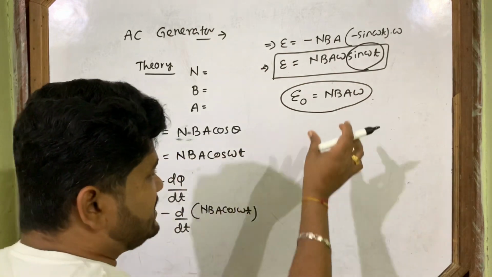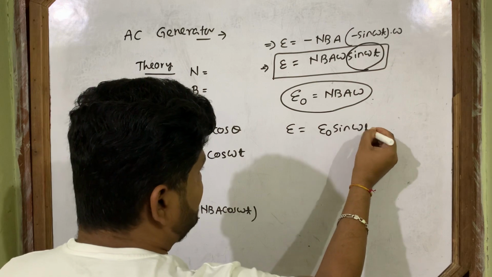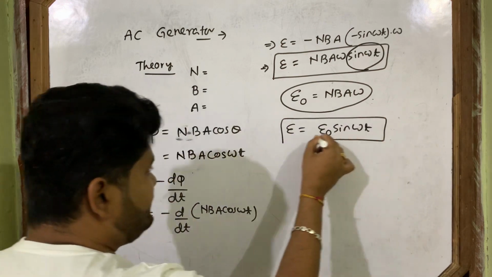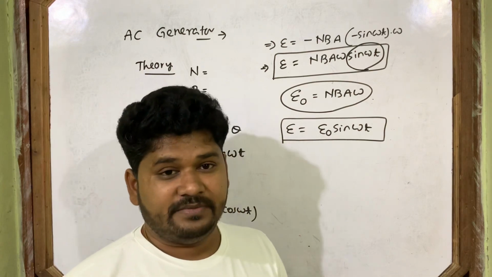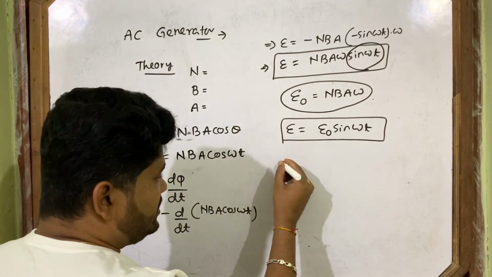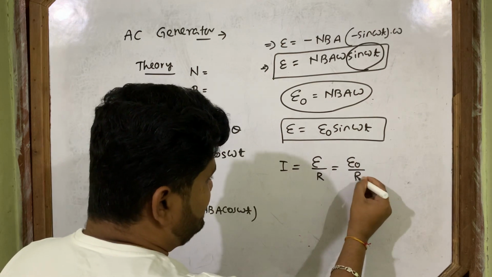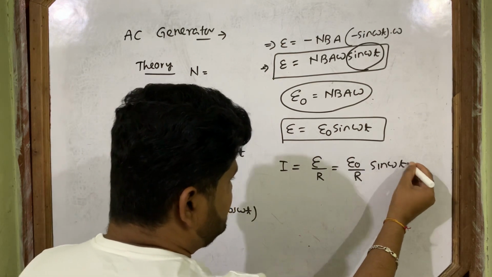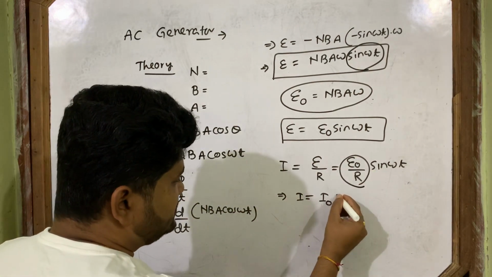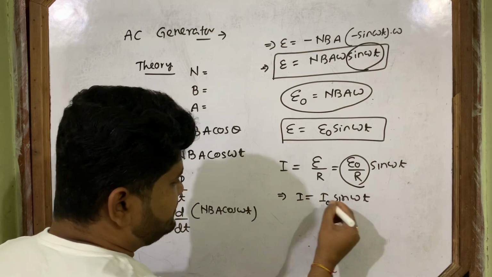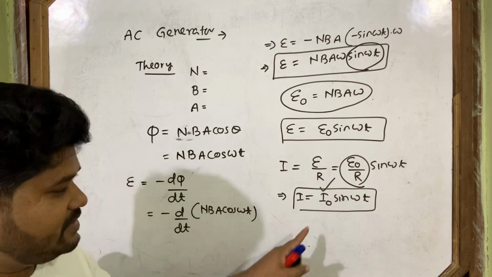If NBA omega is the maximum value, then I can write E equal to E naught sin omega t. This is the expression of EMF produced in the AC generator. And for the current, current is equal to EMF by resistance, so E naught by R sin omega t. E naught by R is I naught, which is the peak current or maximum current.